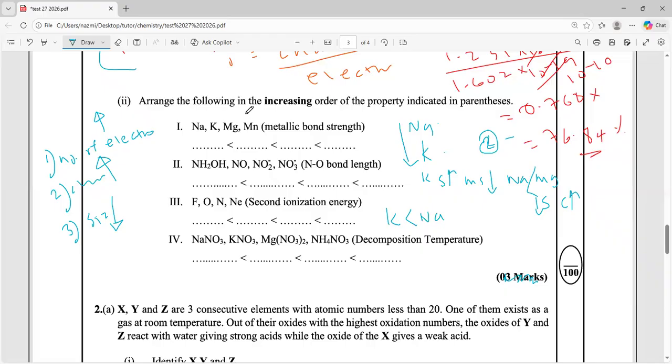Manganese, if you take, that's a D block element. D block elements delocalize a lot of electrons for bonding. Manganese's oxidation number is also +7 and it has a very small size compared to all three. So it will have the highest metallic bond strength. Next highest is magnesium, then sodium, and the lowest is potassium. So these are the 3 criteria you have to follow for metallic bond strength when it comes to metals.